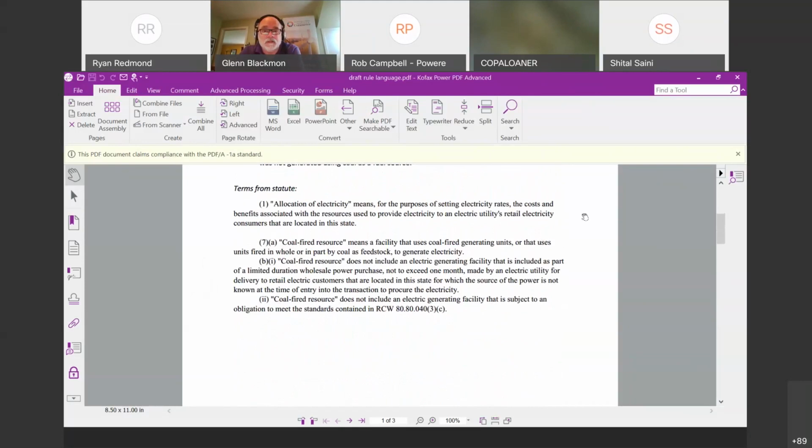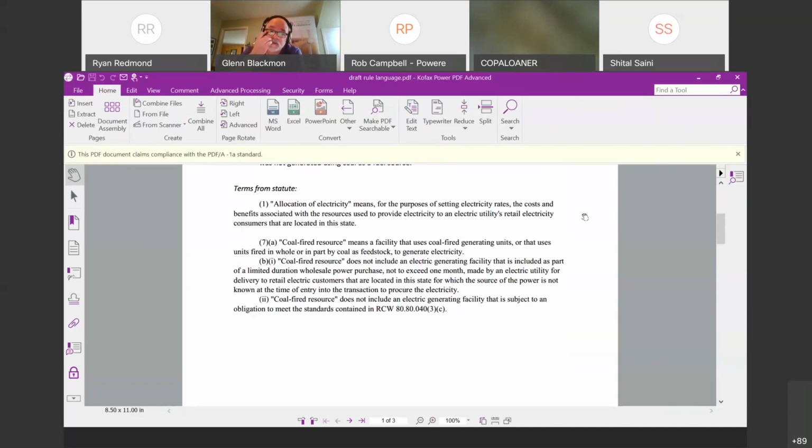It's the costs and benefits associated with the resources that are used to provide electricity to the utilities' retail electricity customers in Washington. And then the second definition, the one that I think we'll spend more time on today, is of a coal-fired resource. And it starts with what we would probably all think of as what coal-fired resource means, and that's a facility that uses coal-fired generating units in whole or in part, that are fired in whole or in part by coal to generate electricity.